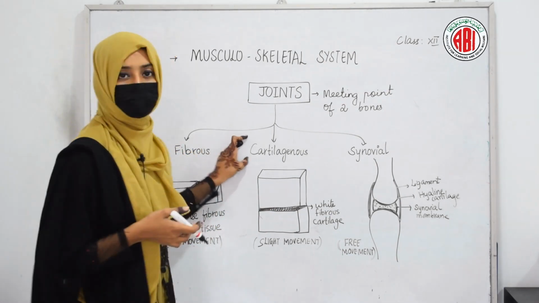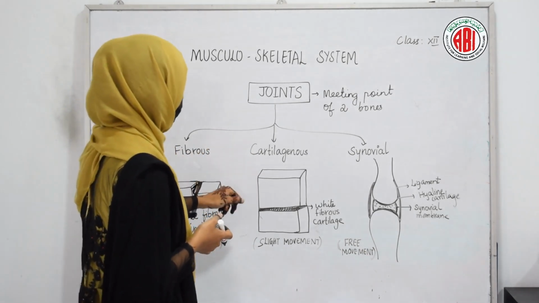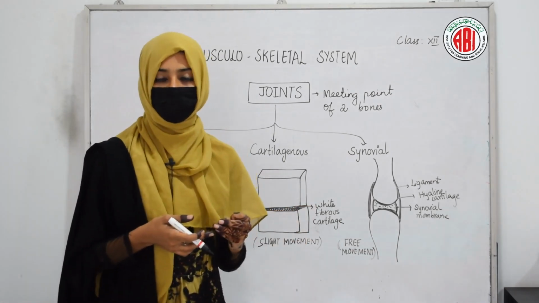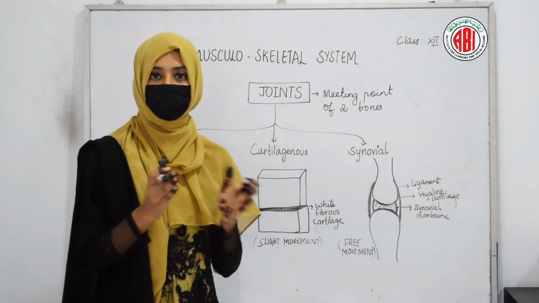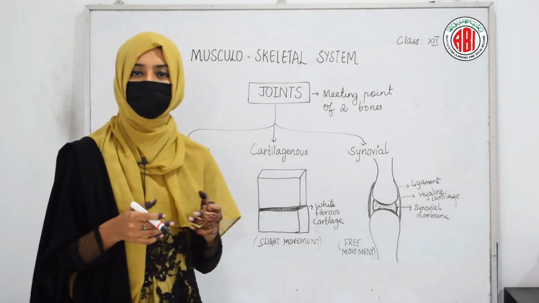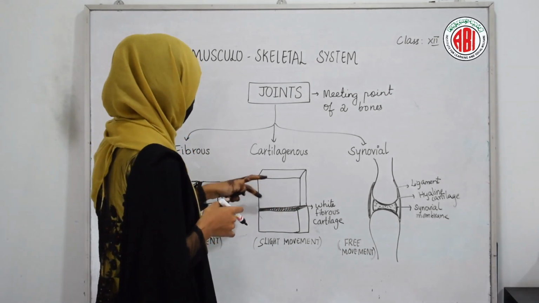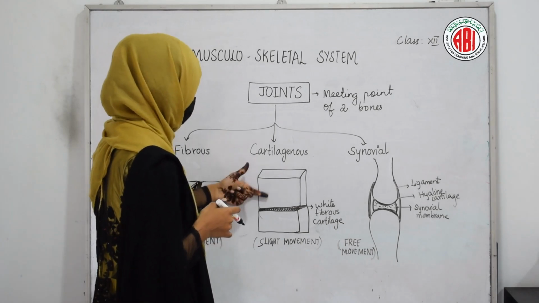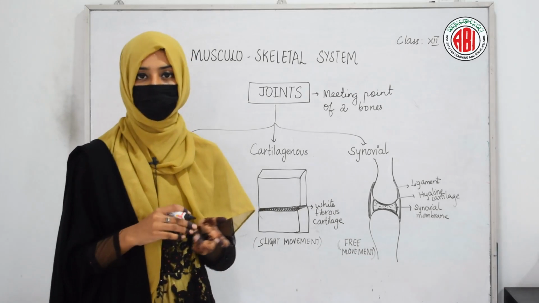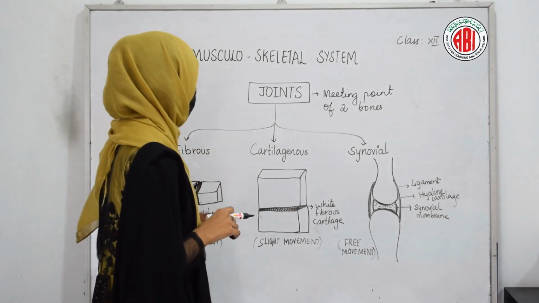The next one is the cartilaginous joint. A cartilaginous joint is a joint in which you can see white fibrous cartilage. White fibrous cartilage is a material that is present in between the two bones, and that forms a joint. And here you can make slight movement. These cartilaginous joints allow the bones to move slightly. So slight movements of the bone can be seen where the cartilaginous joint is present.